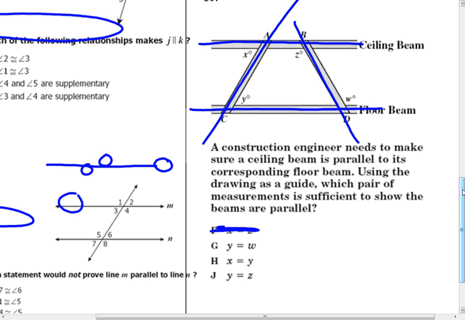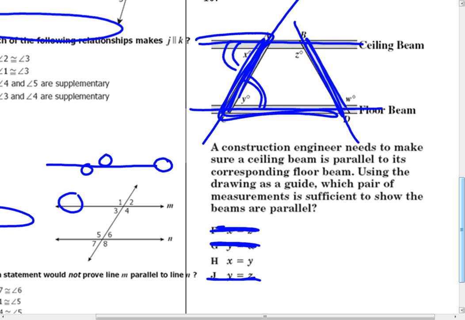Y and Z, they're within this trapezoid, but this one has to do with this transversal over here. Z has to do with this transversal, so it's probably not that. Y and W. Once again, this is with this transversal, this one is with this one. I'm guessing that the answer is X equals Y. Now let's take a look to see if it is. X equals Y. They're saying this is equal to this one.